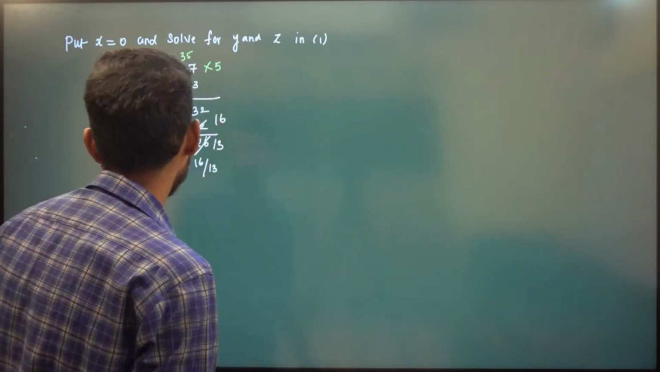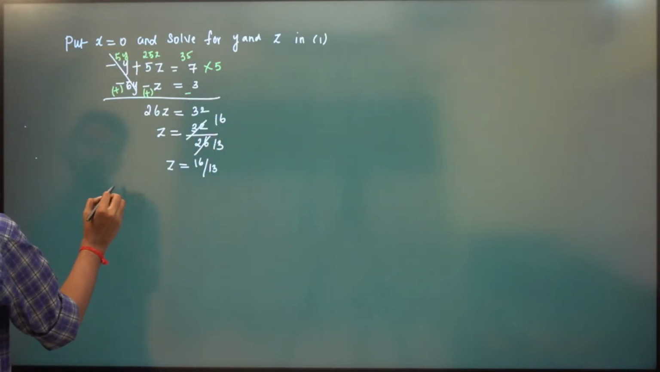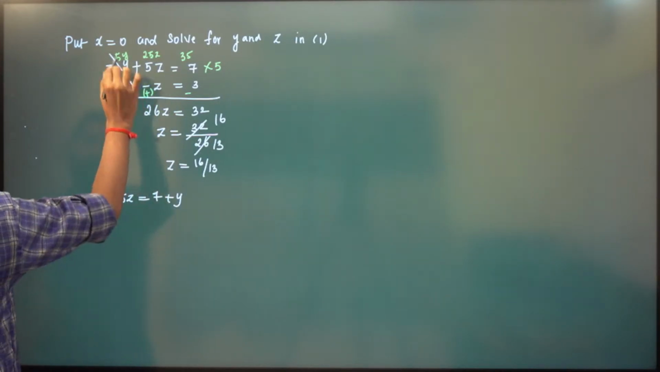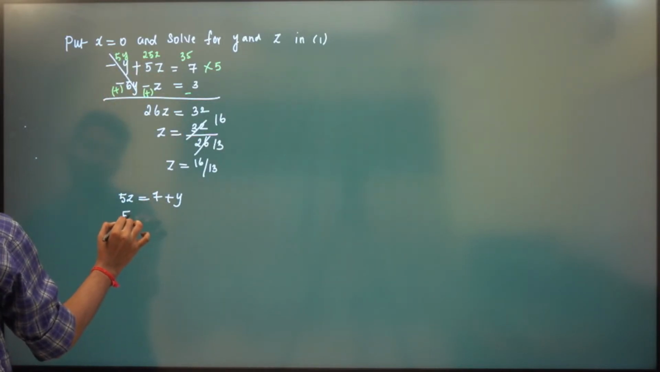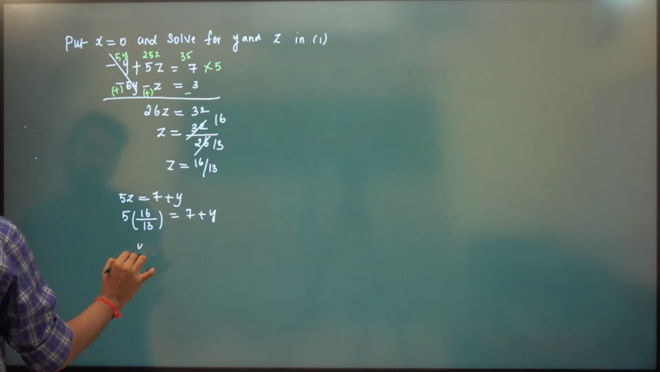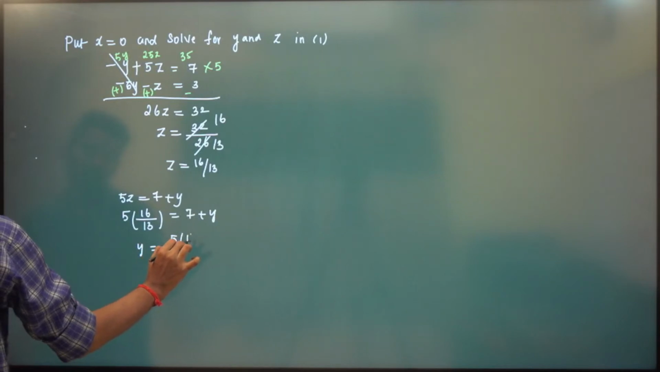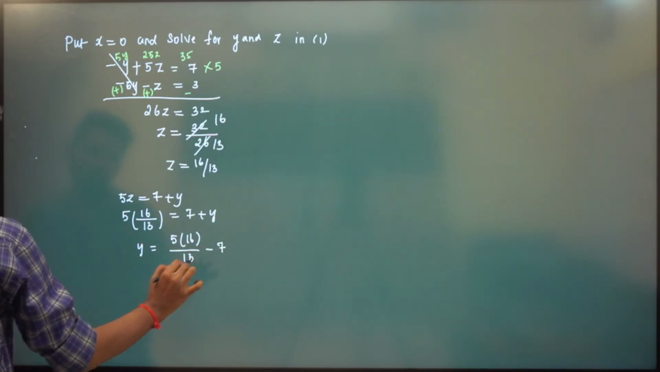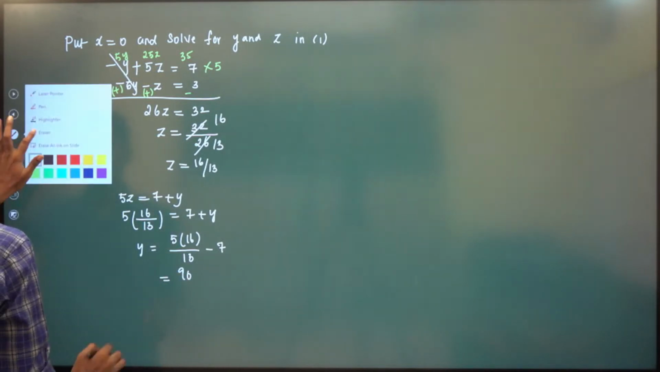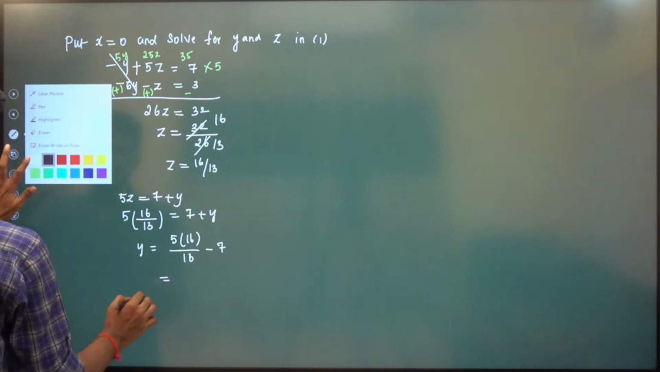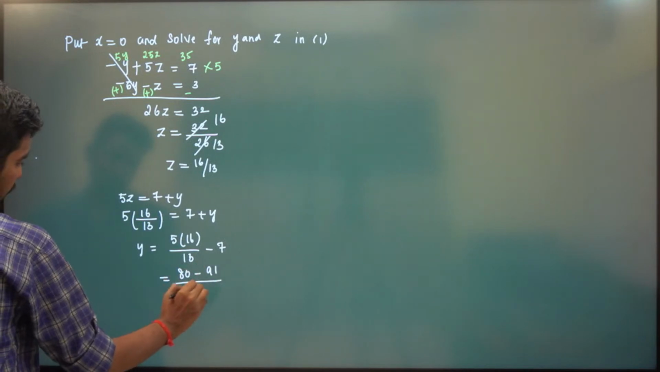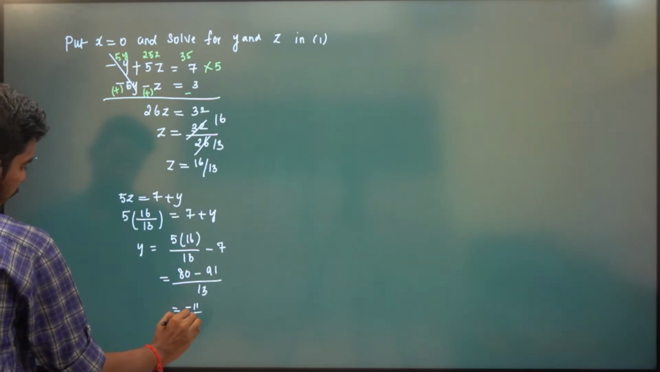Okay, so we will go with this. When z is 16 by 13, 5z is equal to 7 plus y, right? So y is 5 into 16 by 13 minus 7, which will be 80 minus 91 divided by 13. So minus 11 by 13.